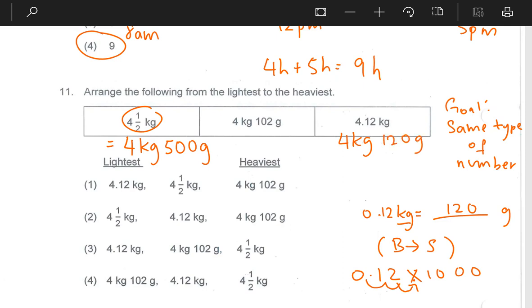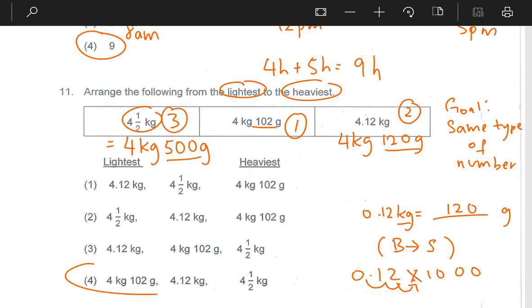Okay, now you have 500 grams, you have 102 grams, you have 120 grams. You would like to arrange lightest to heaviest. So the lightest one must be this, followed by this one, the next lightest, and this is the heaviest one. So looking at the answers, it seems that number 4 is the correct answer.